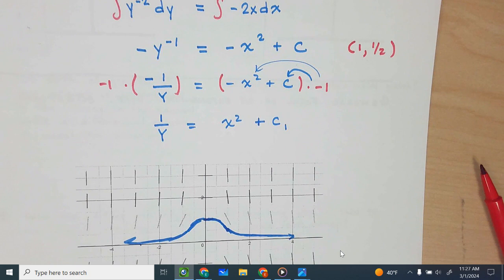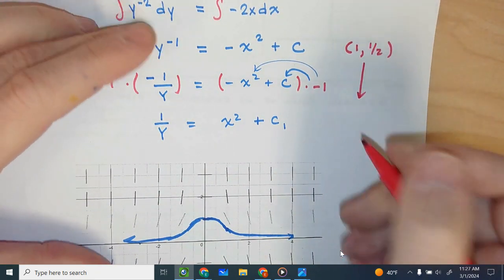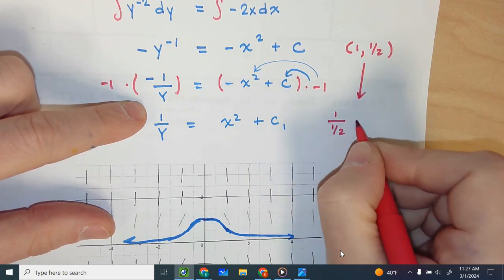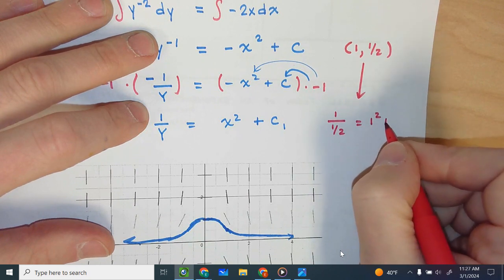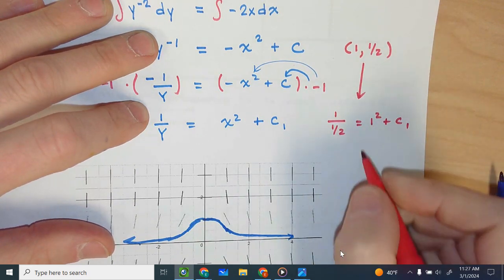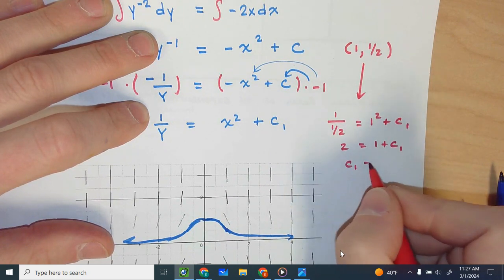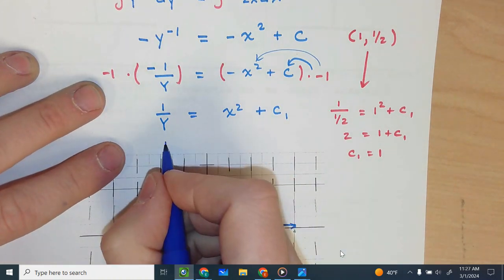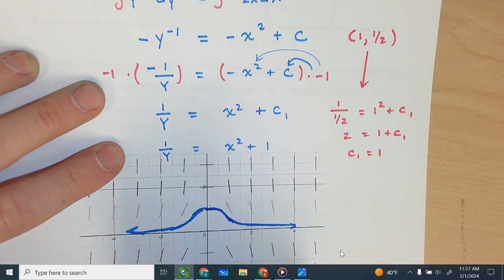And this looks like a really good place to plug our point in. So let's bring that point down here. 1 over 1/2 is equal to 1 squared plus c1. So this is 2. Therefore, c1 is 1. So we're almost done. We have 1 over y is x squared plus 1.